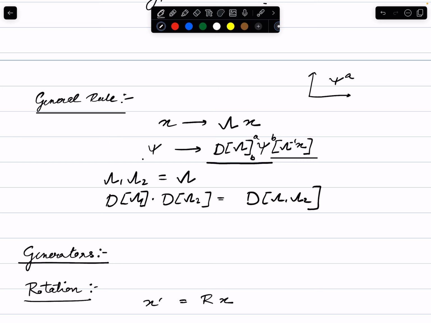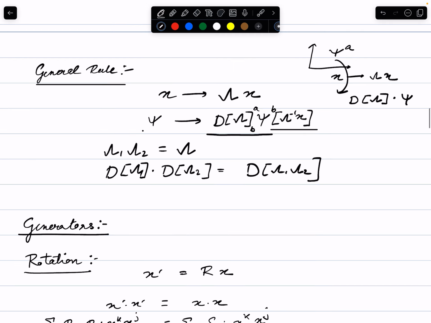So x goes to lambda x. This could be a rotation. Let's say x goes to lambda x is some rotation, and then psi changes. The change in psi should of course depend on how much I have changed the space-time, how much rotation I have given. So it should be a function which I am calling D of lambda acting on psi. It should be some function I have not specified yet.